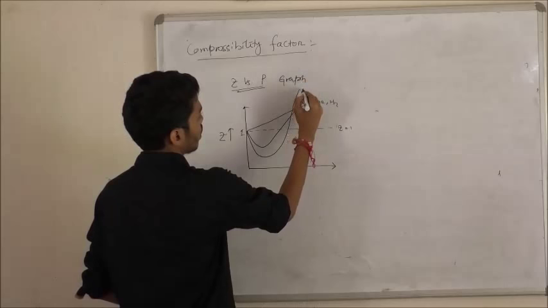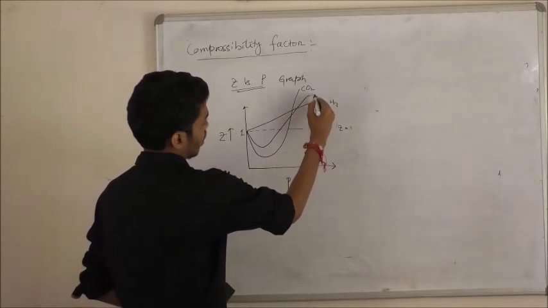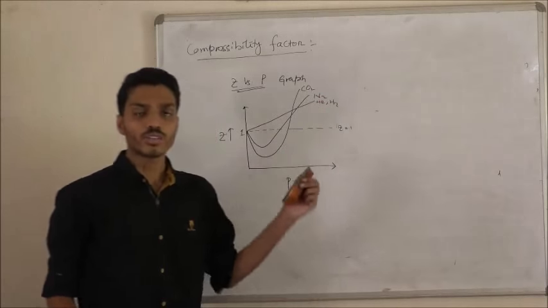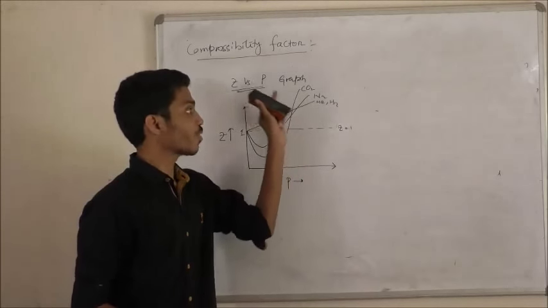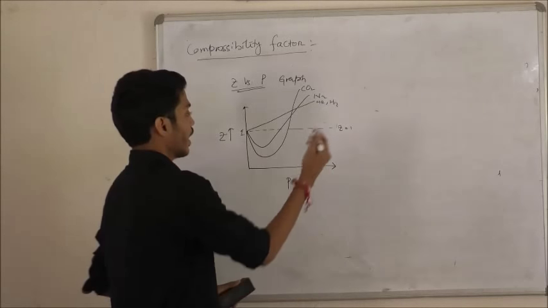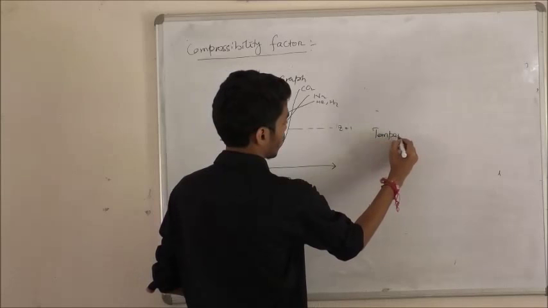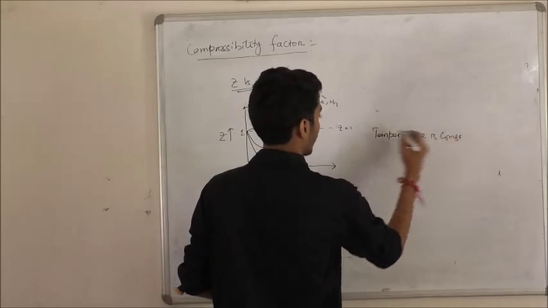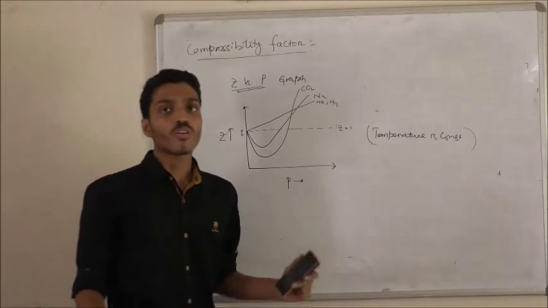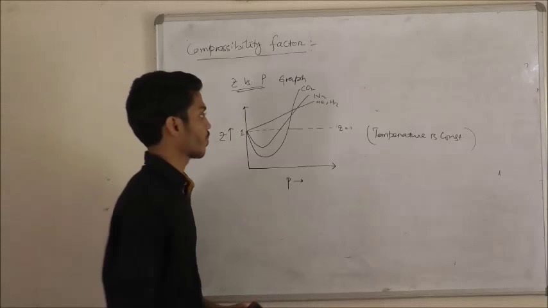This will be the graph for CO2 and this will be the graph for N2. Actually these things are experimentally found. I am drawing some of the Z versus P curves for different gases, and remember here temperature is constant. At constant temperature for different gases we are drawing the Z versus P curve.